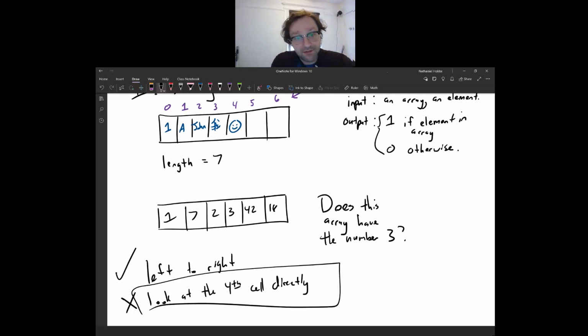What's the easiest way for a computer to search? Start at the beginning and look. Is this equal to the number 3? No, it's not. Let me move to the next one over. Is this one equal to 3? No, it's not. Let me move over. Is this equal to 3? No, it's not. Let me move over. Is this equal to 3? Yes, it is equal to 3. So now I can return the number 4.